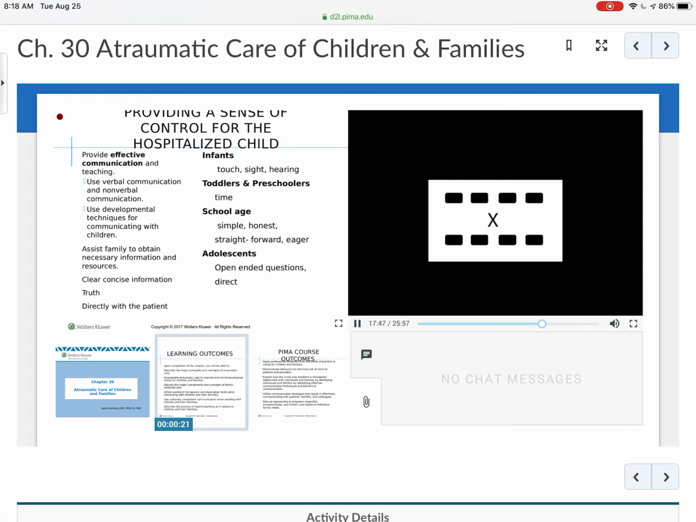And then adolescents are the open-ended questions. Don't ask yes or no questions because you're likely going to get a no or maybe even a grunt. But you want to really open up that communication with those open-ended questions, direct. Again, don't treat them like they're an adult just because they may look like one. Really find out where they're coming from, what's going on. A lot of times they act very macho, but it's because they're scared.